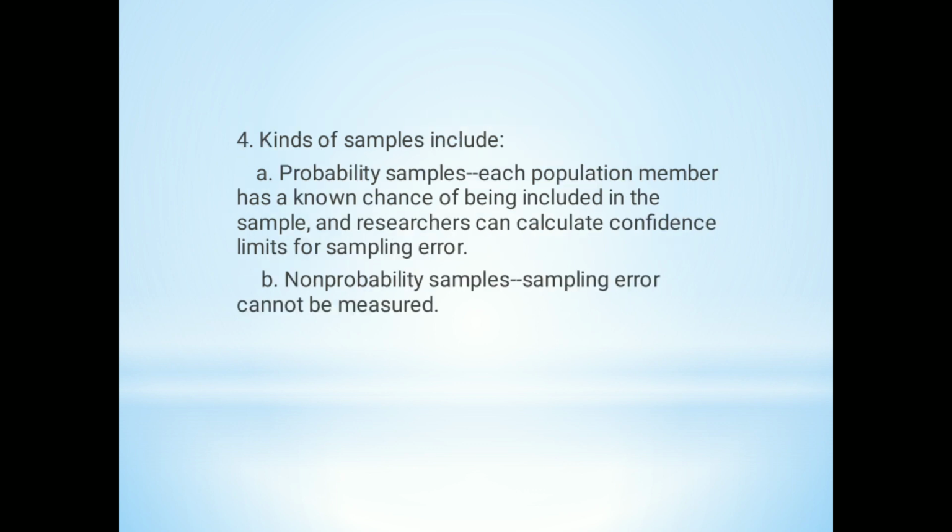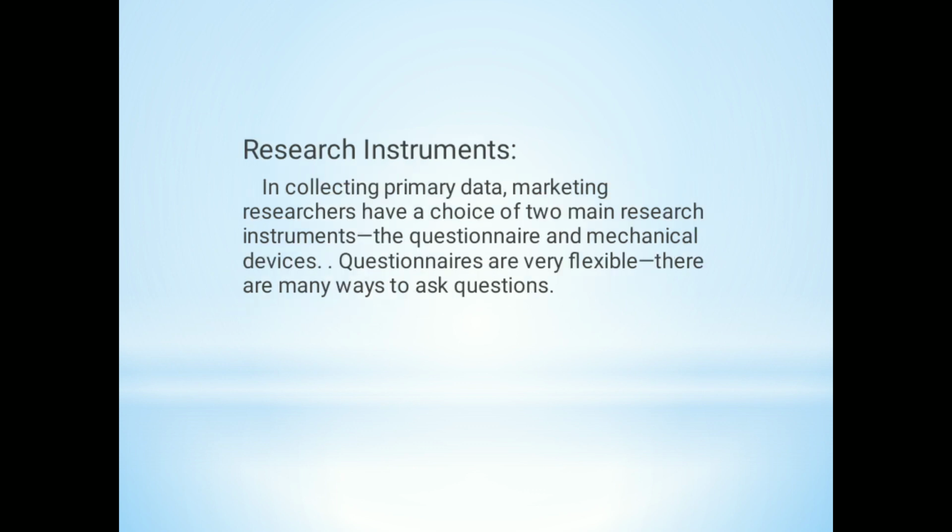Kinds of samples include probability samples, where each population member has a known chance of being included in the sample, and the researcher can calculate confidence limits for sampling error. Non-probability samples, where sampling error cannot be measured.